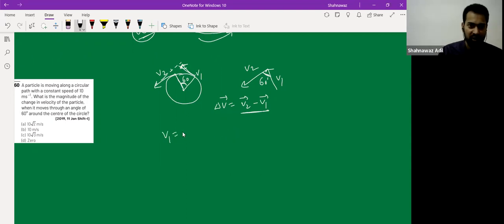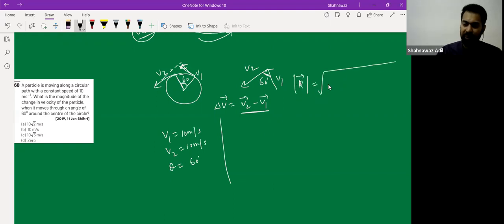So v1 magnitude is 10 meters per second, and v2 magnitude is 10 meters per second. Theta is 60 degrees. Can you recall the subtraction of vectors and tell me the answer? What was the magnitude for the subtraction of the vectors, Iram? a square plus b square minus 2ab cos theta. Yes, right. So this was the formula for the subtraction of vectors.